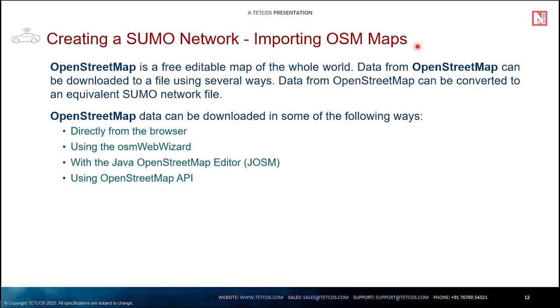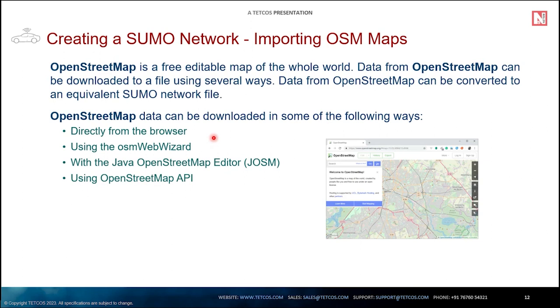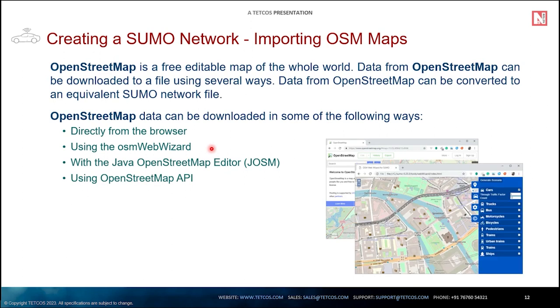SUMO network files can also be created quickly by importing specific regions from the OpenStreetMaps to make simulations more realistic. This can be achieved in different ways: using the browser, using the OSM Web Wizard utility that is part of SUMO install directory, using the Java OpenStreetMaps editor, and also using the OpenStreetMap APIs.